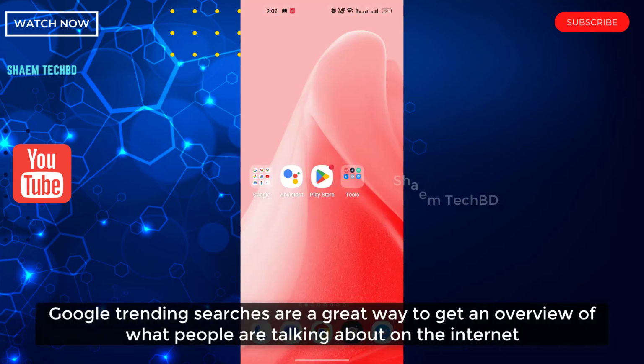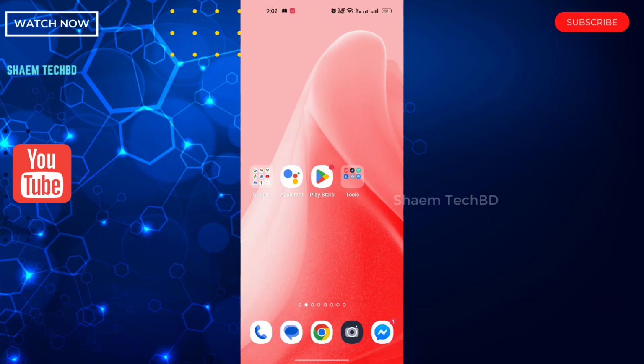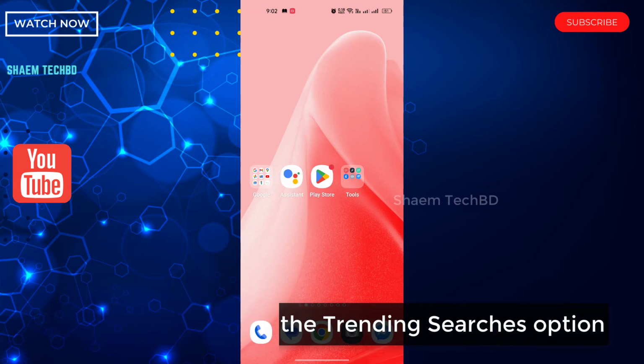Google trending searches are a gateway to get an overview of what people are talking about on the internet. You can easily enable trending searches option.